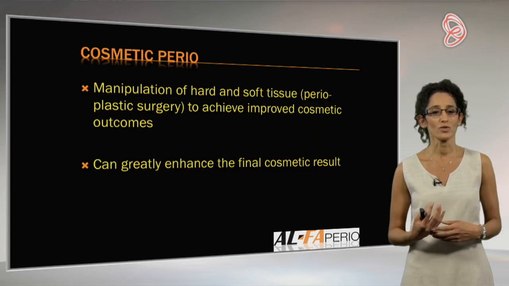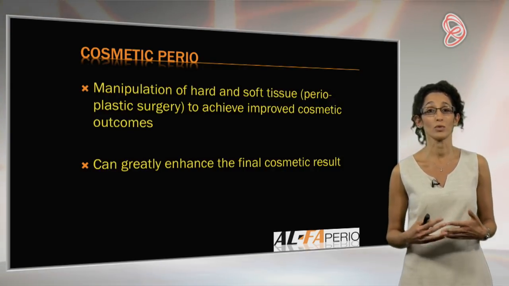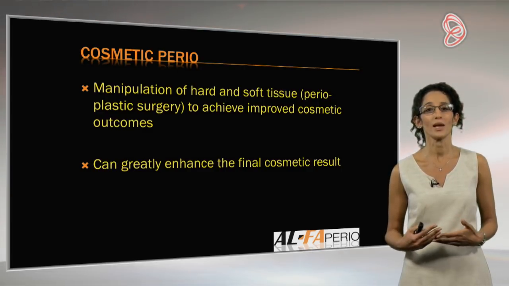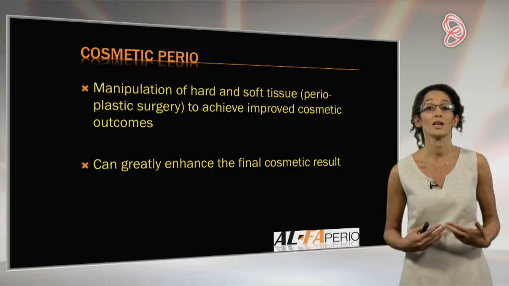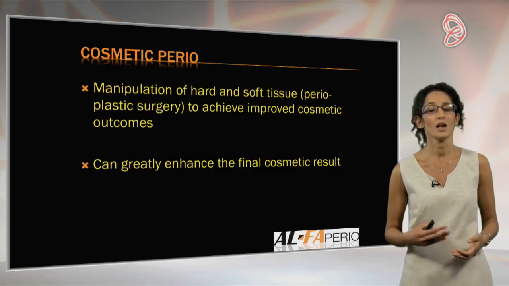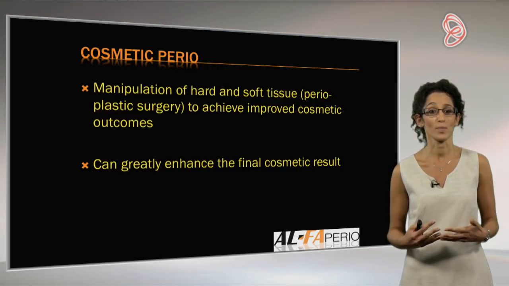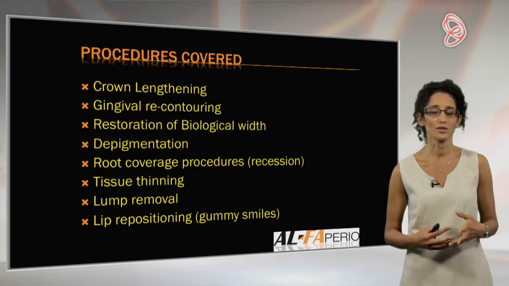So a little definition for you. Part of what we call perioplastic surgery will be these cosmetic procedures. So really we're going to be talking about the manipulation of the hard and soft tissues to achieve these improved aesthetic outcomes. So hopefully I'll demonstrate to you that really very subtle changes can make quite a big difference. We'll be talking about lots and lots of cases today.